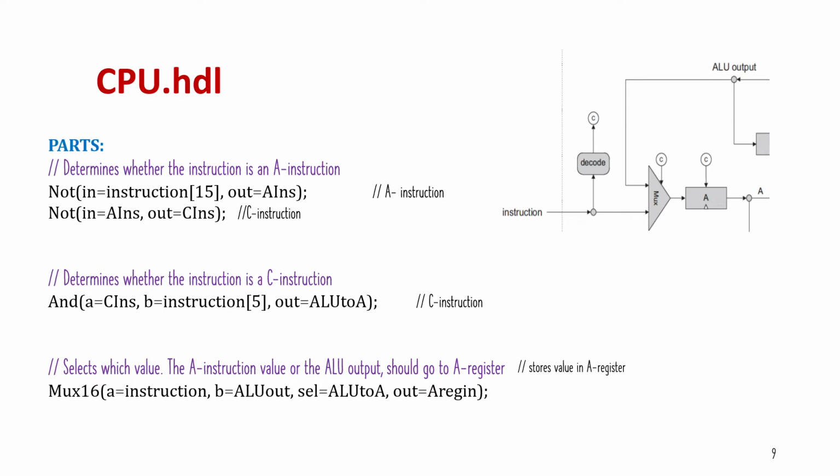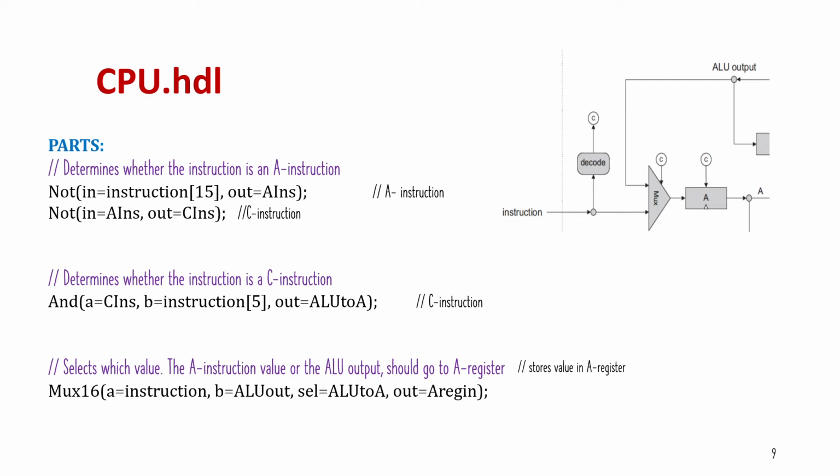In this, the instruction coming from the data memory is decoded first by the CPU into a single-bit opcode and a 15-bit value. If the opcode is 0, then the instruction is an A instruction, and if the opcode is 1, then the instruction is a C instruction. So if our instruction is an A instruction, as determined by the NOT gate, then the CPU takes the specified 15-bit value and stores the value in the A register.